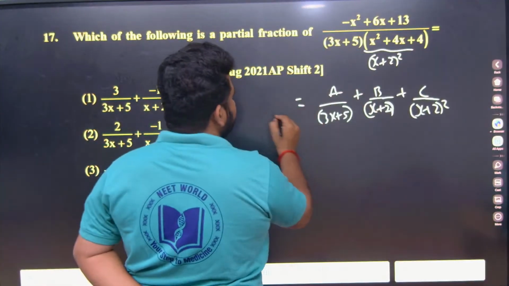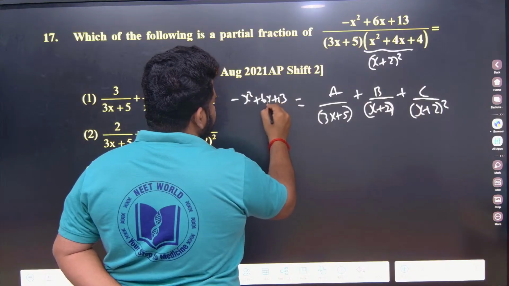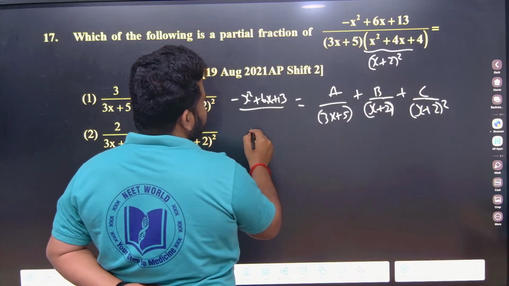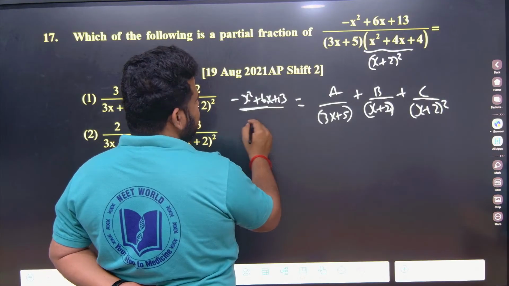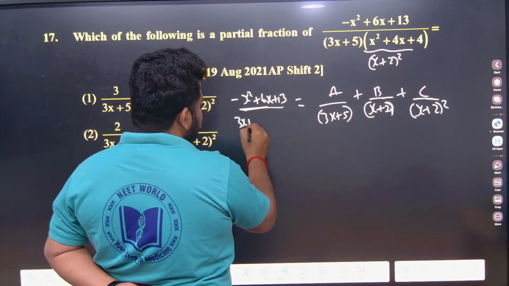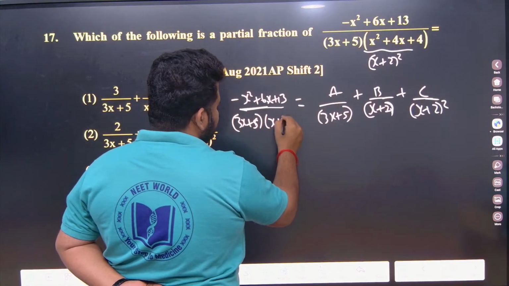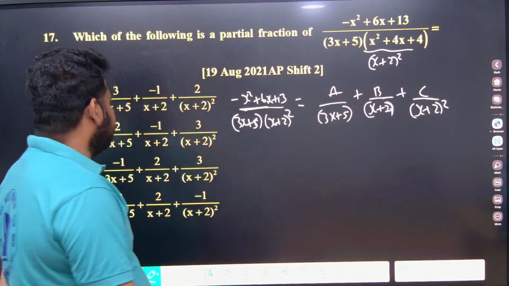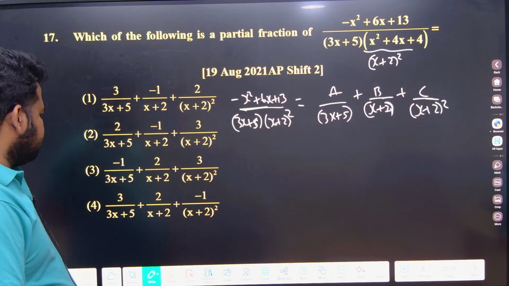So, this is equal to what? Minus x square plus 6x plus 13 divided by what am I having? I am having 3x plus 5 into x plus 2 whole square. So, x plus 2 whole square I should get. Okay. So, look at this.